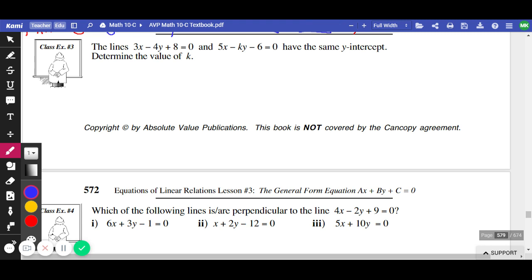So it says the lines, picture the line and picture the line, have the same y-intercept. If they have the same y-intercept, then if I convert them both into slope y-intercept form, I can just compare their b values and make them the same. So that's one way to do the question. That's the approach I think we're going to take. There is a second approach.